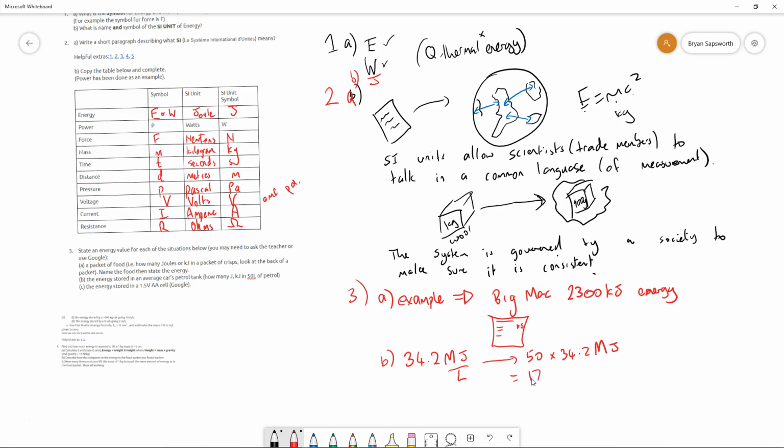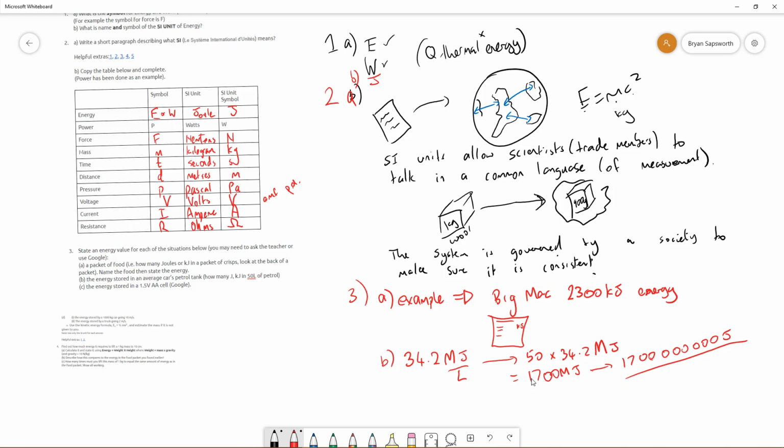And you get around about 1700 megajoules. Or without the mega, that's 1700, but then you've got to add on another 6 zeros of joules. So that's quite a bit of energy in a petrol tank.